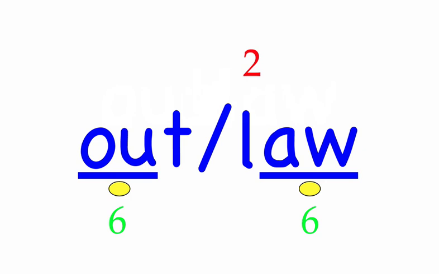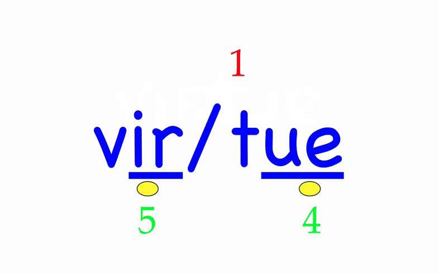Virtue. The virtue of his position is undeniable. Virtue. Ver, two sounds: v, er. Tu, two sounds: t, u. Virtue. Mark the word. Now, actually, in this word, T is representing the CH sound, virtue. But if we exaggerate the sound a little bit and say virtue, it's close enough.